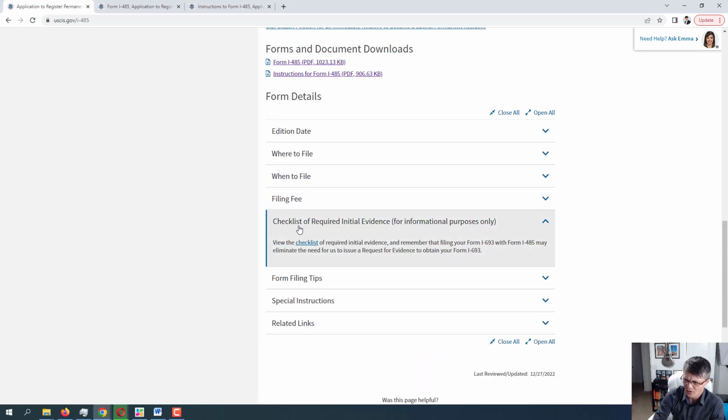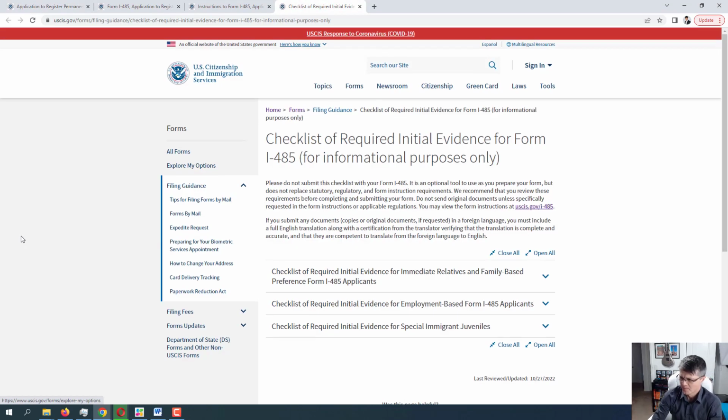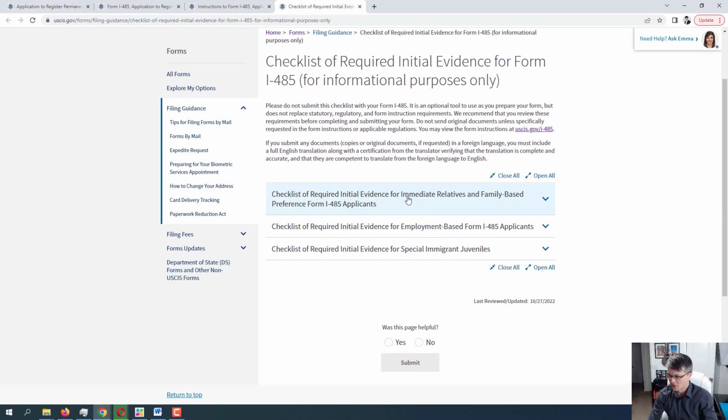Again, you have a checklist of all the required initial evidence here. We're going to open it up. Checklist of required initial evidence for immediate relatives, depending again on which category you're applying.